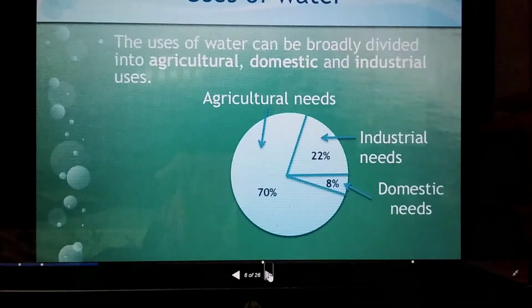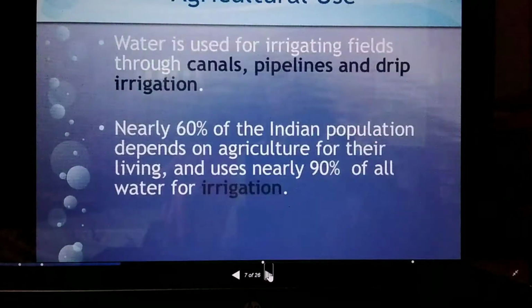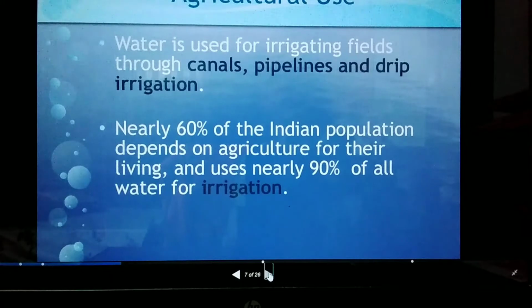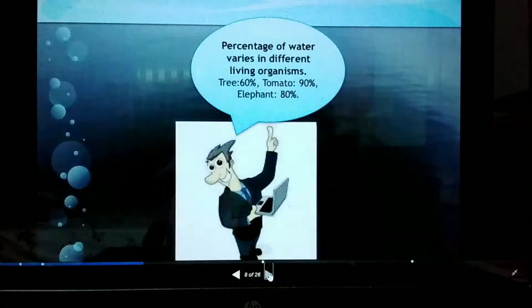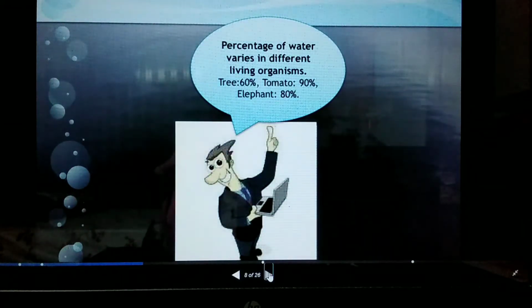Then, what are the uses of water? Since our country's major occupation is agriculture, 70% of water is used broadly for agricultural activities. Industry needs 22% and domestic needs are 8%. Agricultural use: water is used for irrigation of the fields through canals, pipelines and drip irrigation. Nearly 60% of the Indian population depends upon agriculture for their living and uses nearly 90% of all water for irrigation.